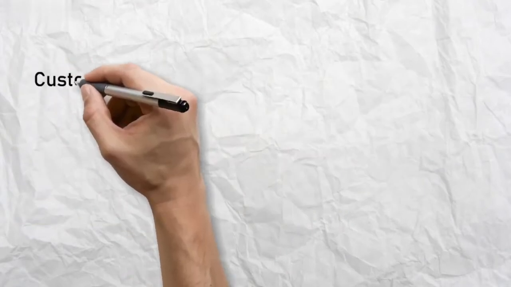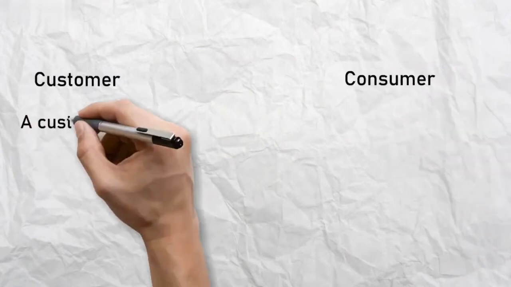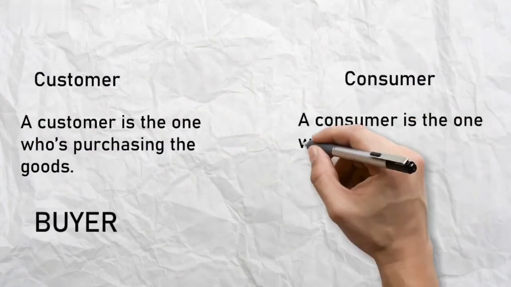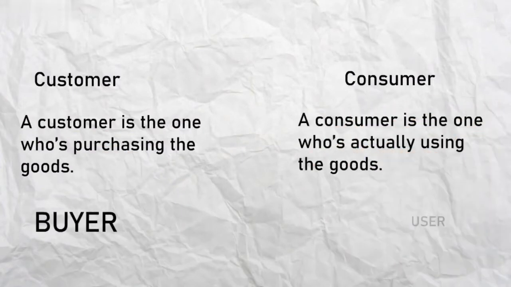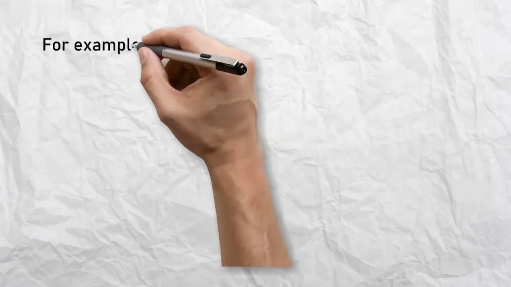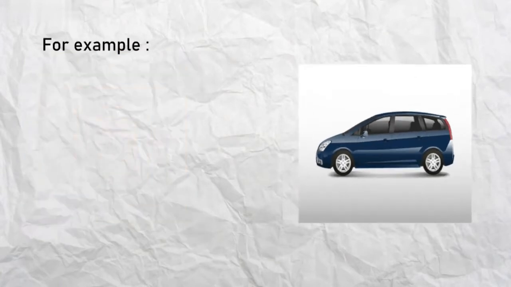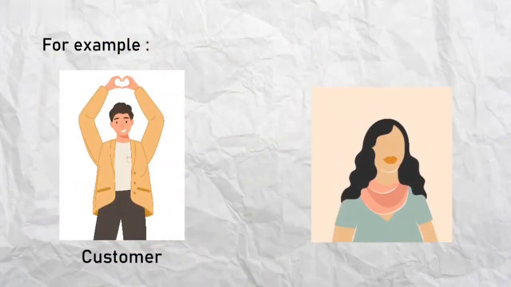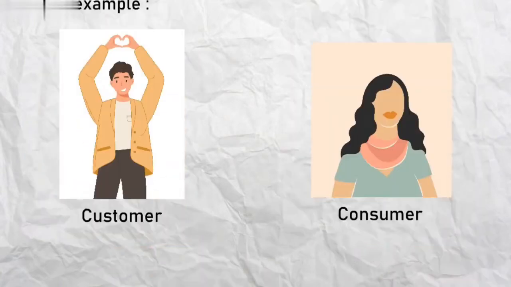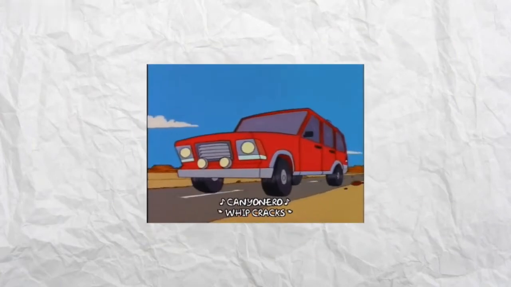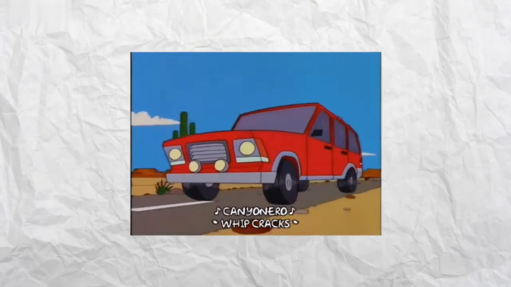So before we begin, there's a major difference between a customer and a consumer that you should know before starting this chapter. A customer is the one who's purchasing the goods, or the buyer, and a consumer is the one who's actually using the goods, that is, the end user. For example, on your mother's birthday, you purchase a car as a gift to her. Here, you are the customer and your mother is the consumer or the end user of this car. You bought this car for someone else to use.